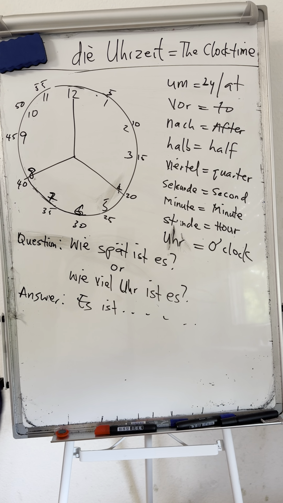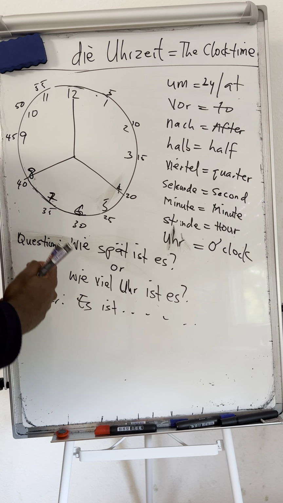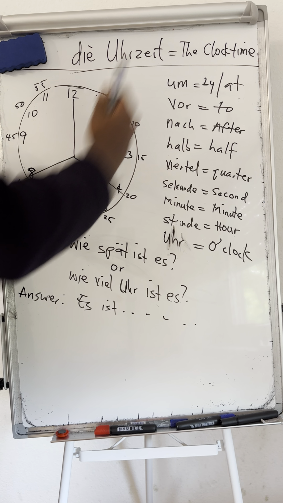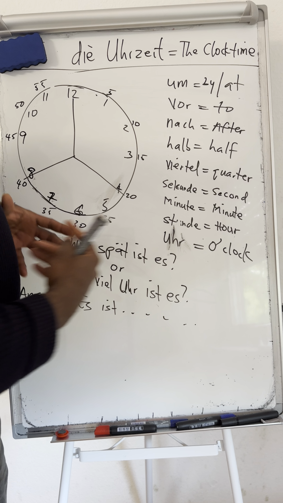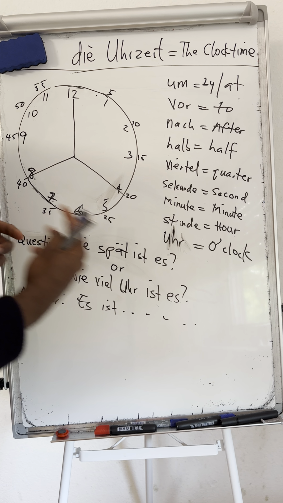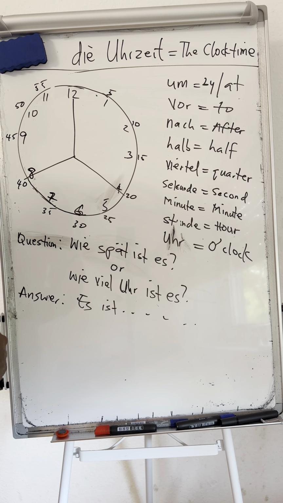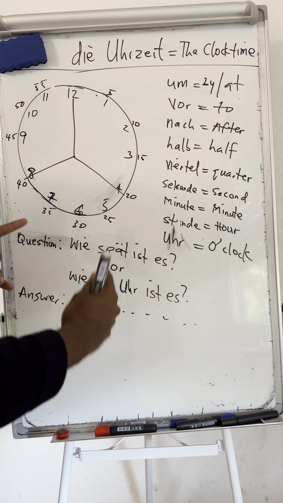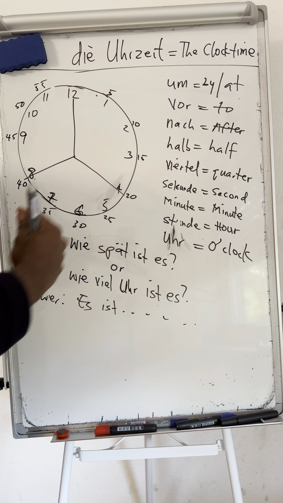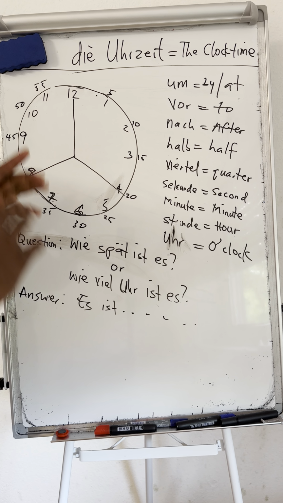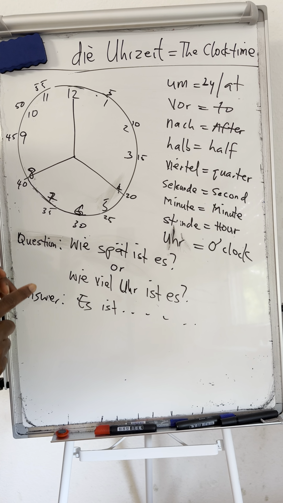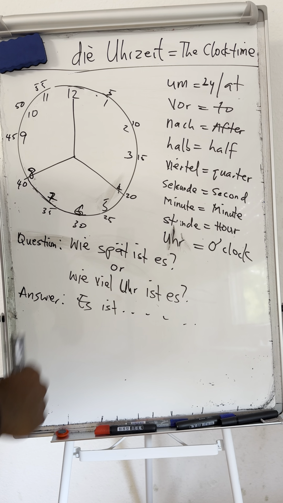Hello everyone. Today we are going to learn how to say time in German. The Uhrzeit, the clock time. You understand? In German we have formal and informal ways of telling time. Informal is the one we are going to do today because it's a little bit challenging, but you have to master it. Formal is straight to the point. You understand? Good.